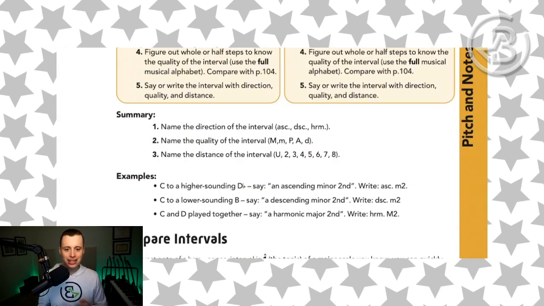In summary, you're going to name the direction of the interval: ascending, descending, harmonic. Then you're going to name the quality of the interval: major, minor, perfect, augmented, or diminished. And then you're going to name the distance of the interval: unison, second, third, fourth, fifth, sixth, seventh, or octave.